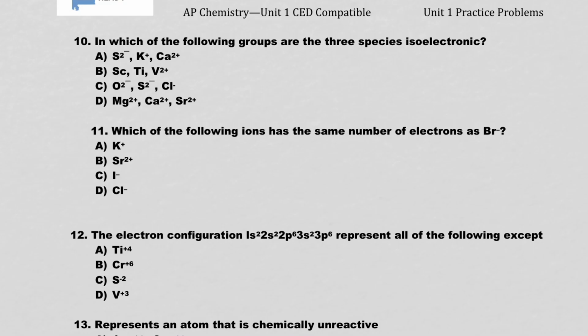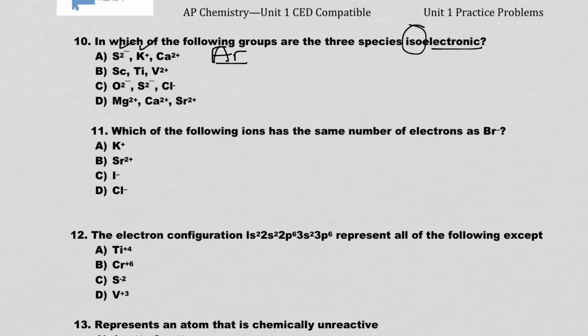Okay, 10. In which of the following groups are the 3 species isoelectronic? Remember, iso means same, and we're looking for same electron configuration. Anytime you're comparing groups of things like this, it's best to look at your periodic table. Sulfur has atomic number 16, so when it gains 2 electrons, it ends up with 18 total, the electron configuration of argon. So is potassium the same? Potassium has 19 electrons, plus means it lost one, so it also becomes argon.